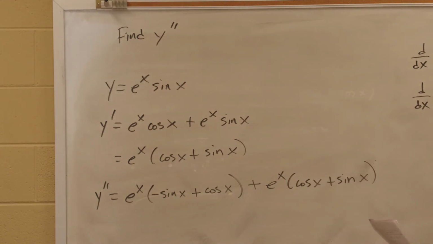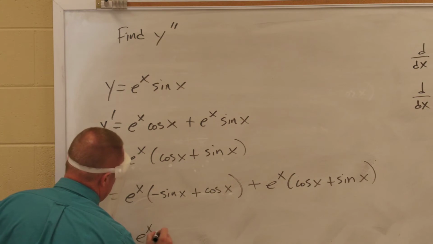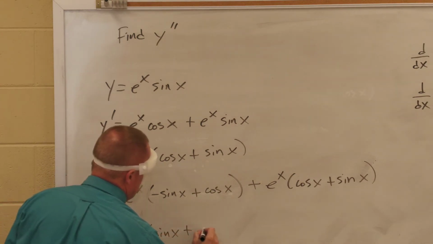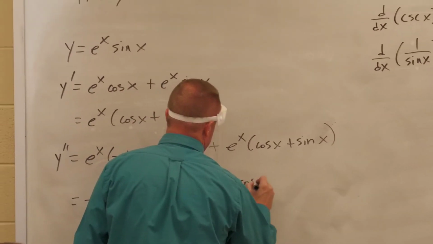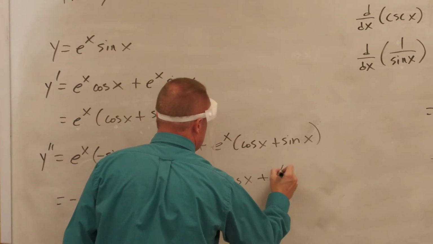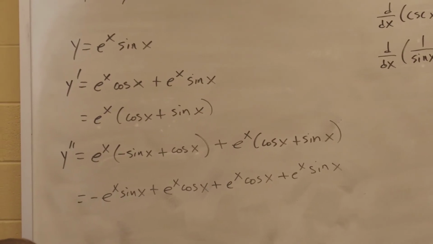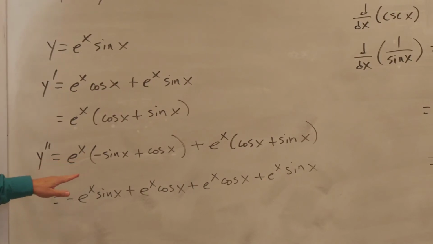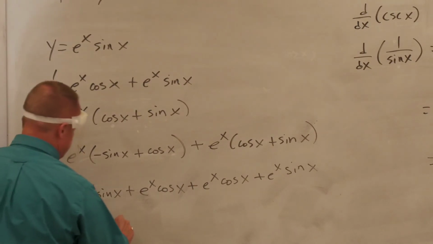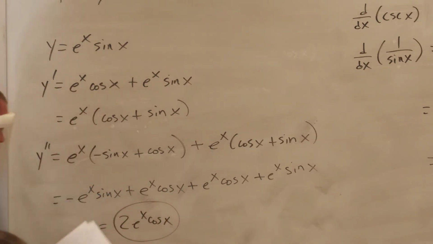Okay. Now let's distribute this out. So I would have negative e to the x sine x plus e to the x cosine x plus e to the x cosine x plus e to the x sine x. Okay. So notice the negative e to the x sine x and the plus e to the x sine x, those subtract off. So I'm left with just 2 e to the x cosine x for the second derivative.